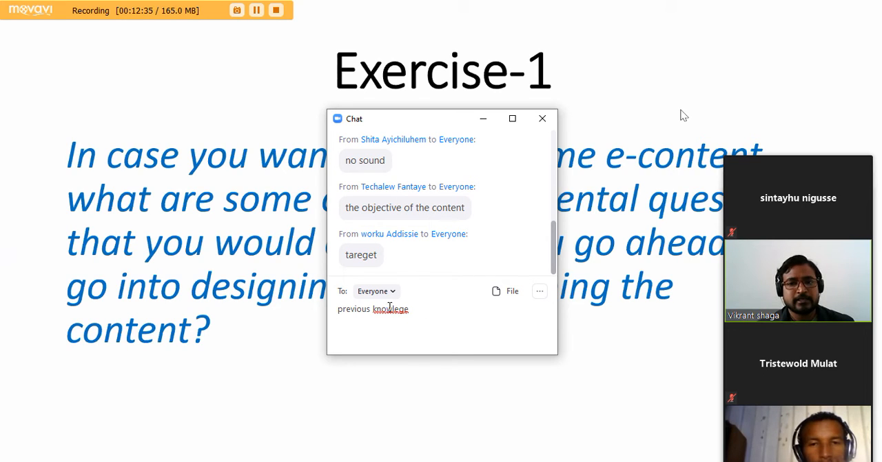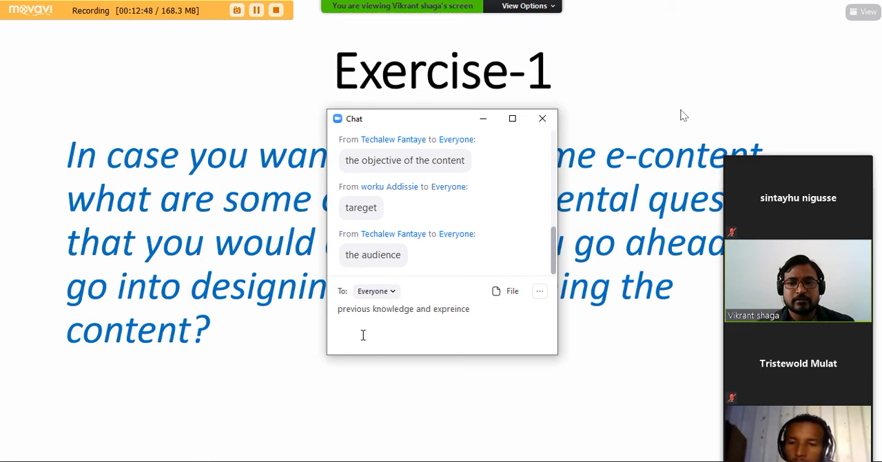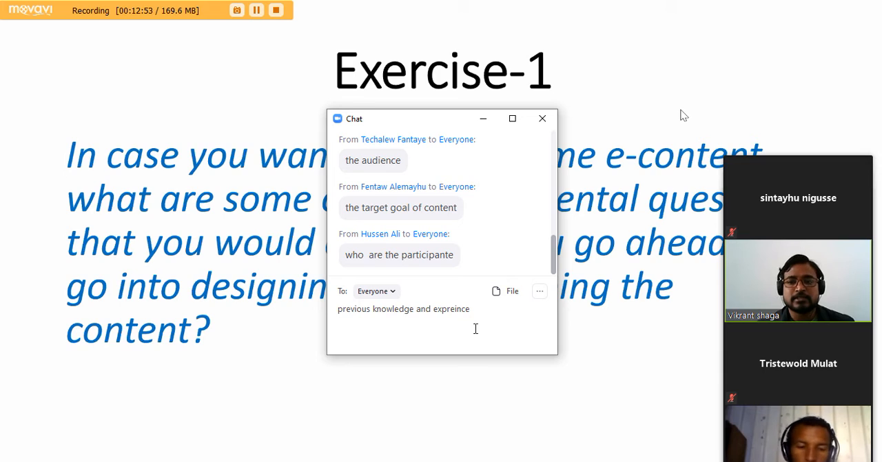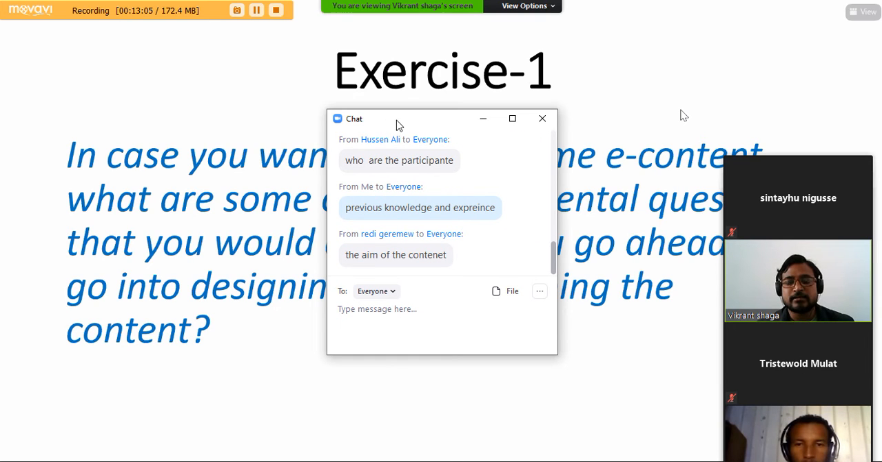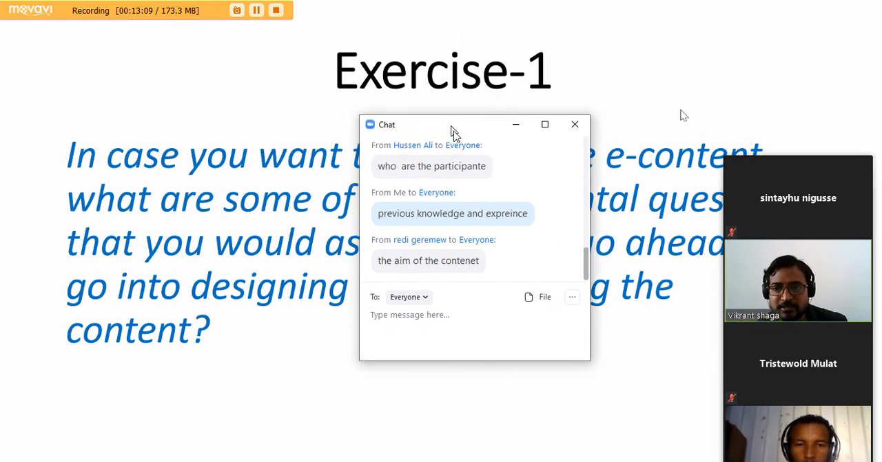Target. Yes, you can say target. Yes, the audience is very important. Who all are the learners? Correct, audience is very important. That is a very, very good answer. Yes, that's the same, who all are the participants means the same. Previous knowledge and experience, okay, that is correct. It's a prerequisite. One of the good examples that Cynthia has shared is previous knowledge and experience.